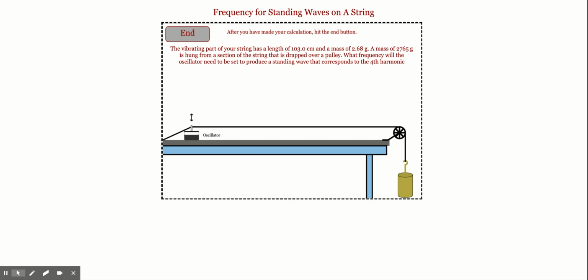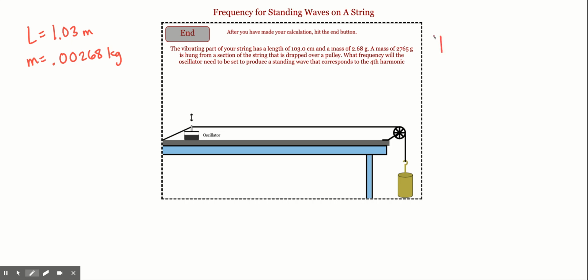So the vibrating part of your string first has a length of 103 centimeters. So I'm going to say L is 1.03 meters. I'm also going to say the mass of the string is 0.00268 kilograms. And the mass that's hanging here is 2.765.